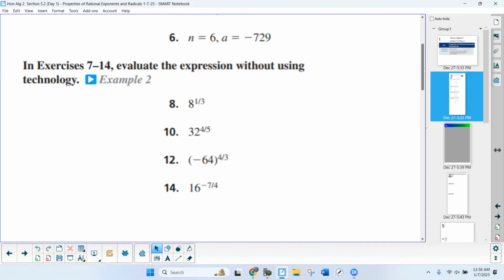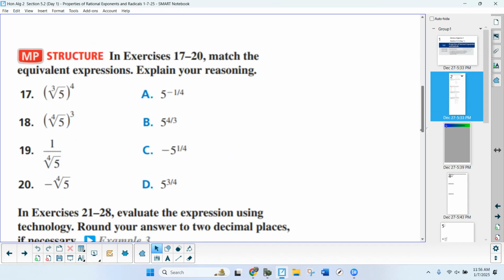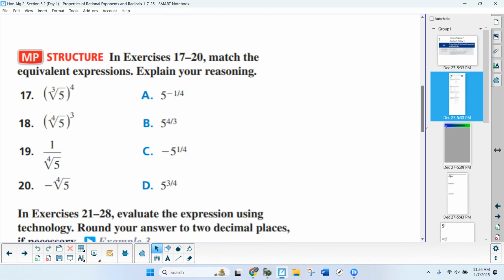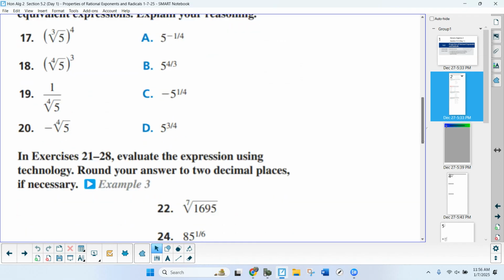Then evaluate without using technology. That means no calculator. No calculator. How'd you guys do here? Need me to talk through any of these? Okay, and then these ones, you just match the radical form to the rational exponent form. Good there? That should have been pretty easy.